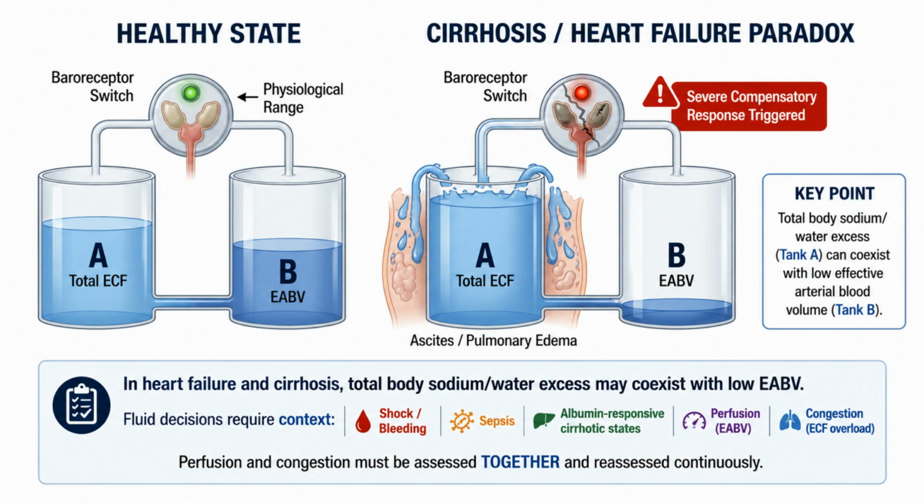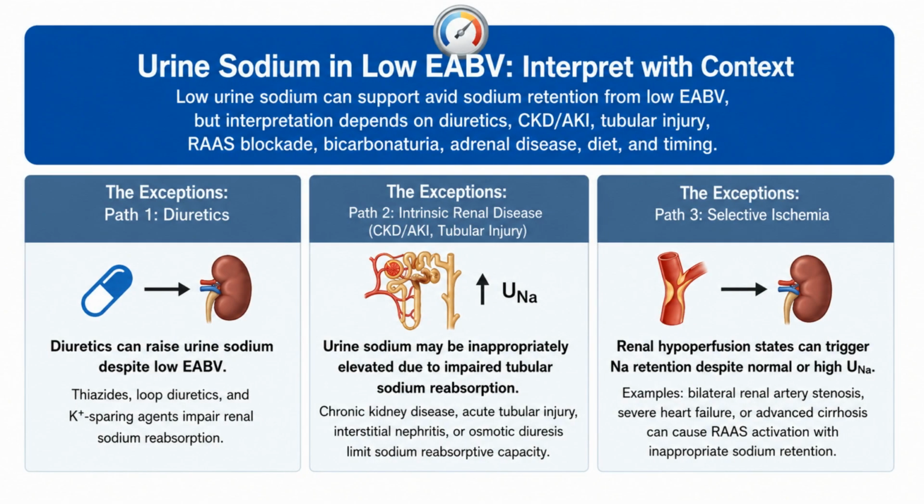That leads directly to the next common pitfall: overinterpreting urine sodium. Let us continue the case. The urine sodium is low. Question: does that prove low effective arterial blood volume? Answer: it supports avid sodium retention, but it does not prove the diagnosis by itself.